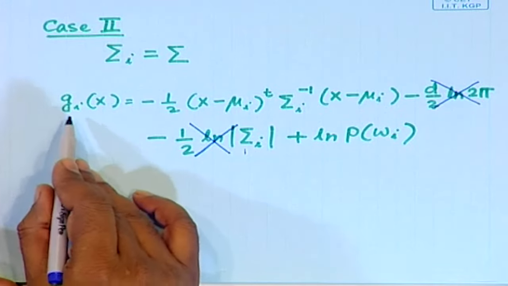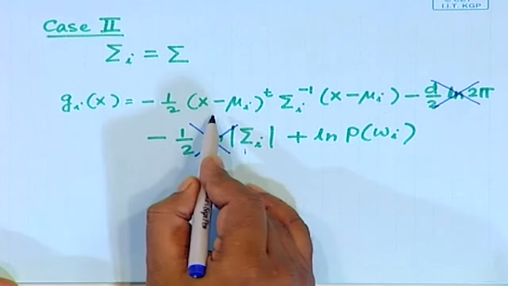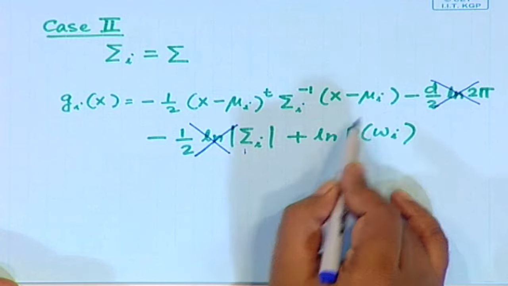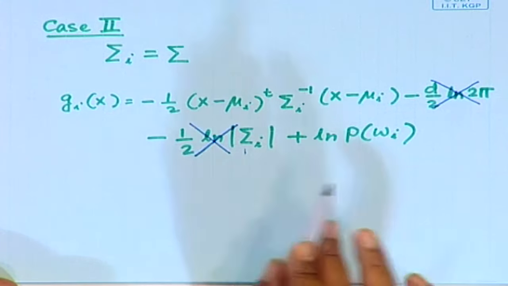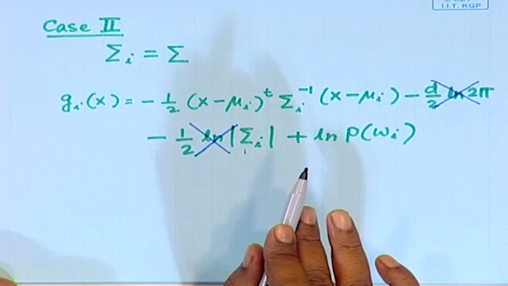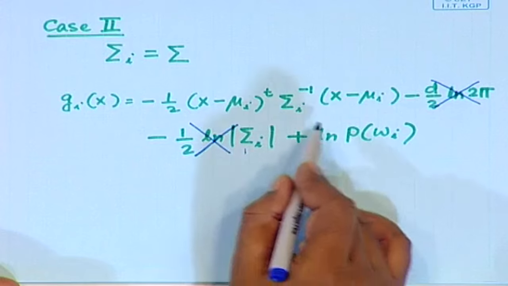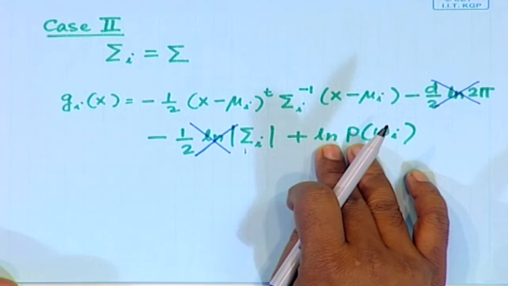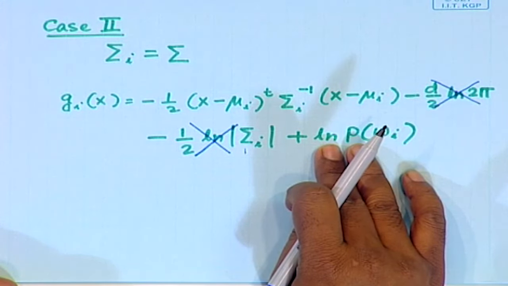So, we are left with g_i(x) is equal to minus half (x minus mu_i) transpose sigma_i inverse (x minus mu_i) plus log of P(omega_i) as before. And here again you find that if this log of P(omega_i) also becomes irrelevant, that is, if all the classes are equally probable, then my discriminant function simply is g_i(x) is equal to minus half (x minus mu_i) transpose sigma_i inverse (x minus mu_i).